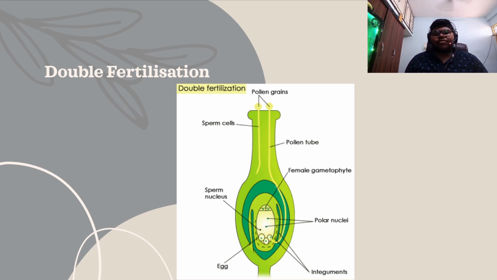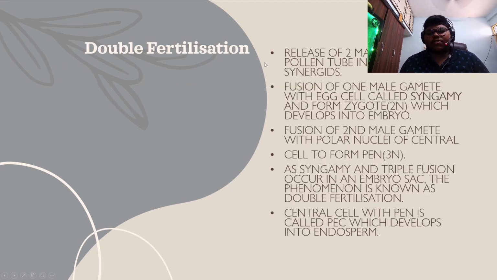Double fertilization. Double fertilization is the fusion of two gametes from the pollen tube released into the cytoplasm of the synergid. Fusion of one male gamete with the egg cell, syngamy, forms the zygote, 2n, which develops into the embryo.